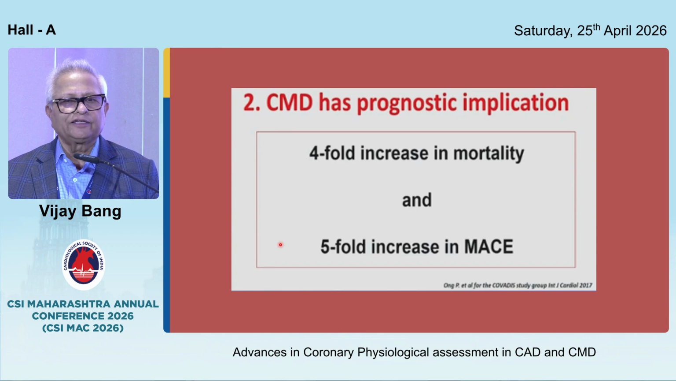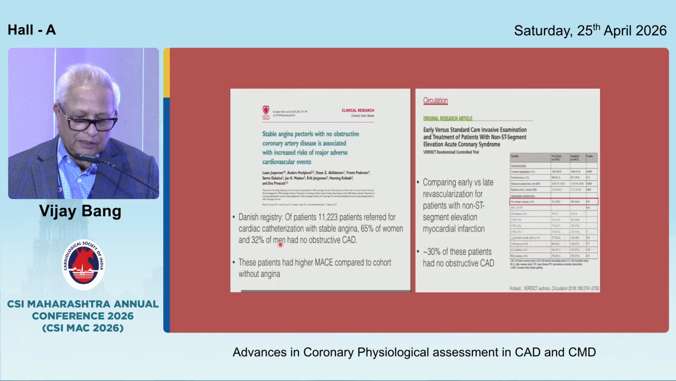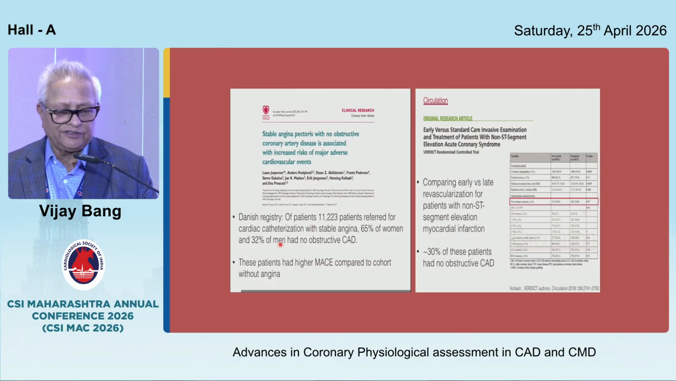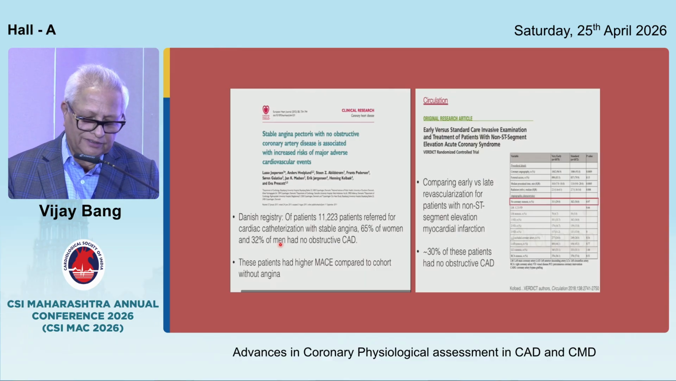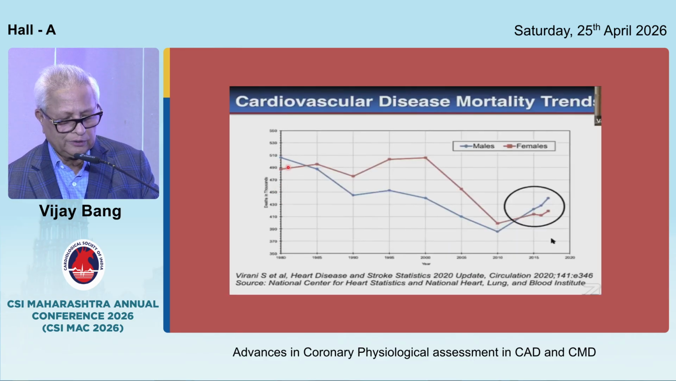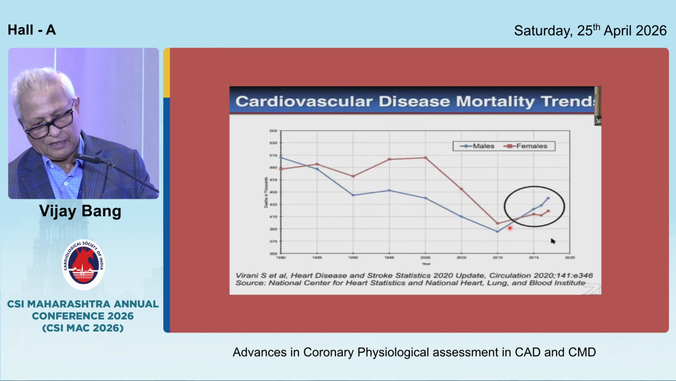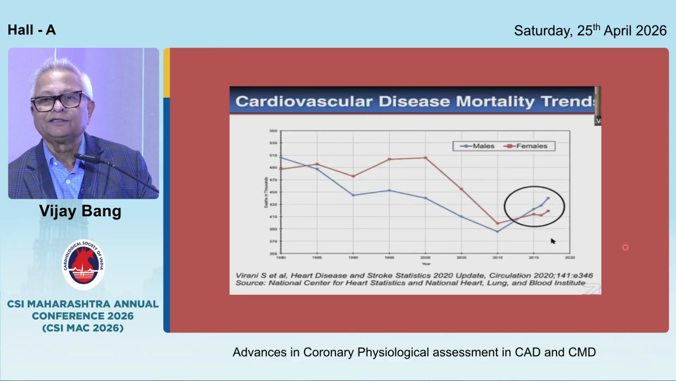Why do we need to look at this CMD very seriously? Look at the prognostic implication. 4-fold increase in mortality and 5-fold increase in the MACE rate. So in stable and ACS both, the CMD rates are predominant, but in stable, it's predominantly women who are affected due to stable coronary artery disease. If you see the curve, from 2010 the curve of coronary artery disease started going down, but now it is again rising. And the main reason for the rise is the CMD.